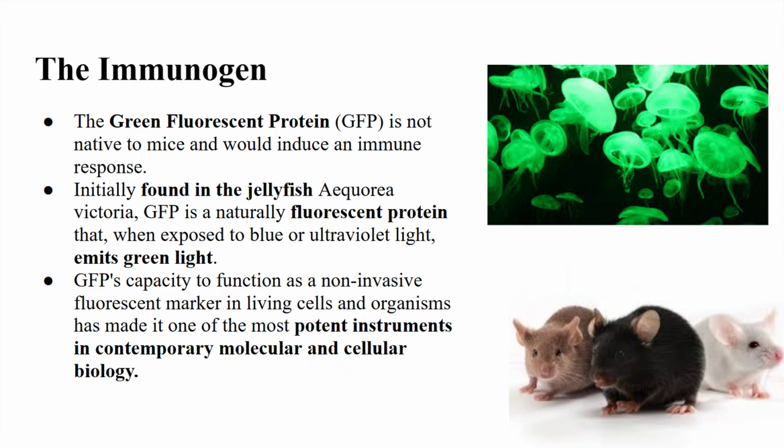Okay, so the immunogen we were using is the green fluorescent protein, also known as GFP. It is not native to mice, so it is likely that it would induce an immune response. The protein is initially found in jellyfish, specifically the Aequorea victoria. GFP is a naturally occurring fluorescent protein. When exposed to blue or ultraviolet light, it emits a green light.